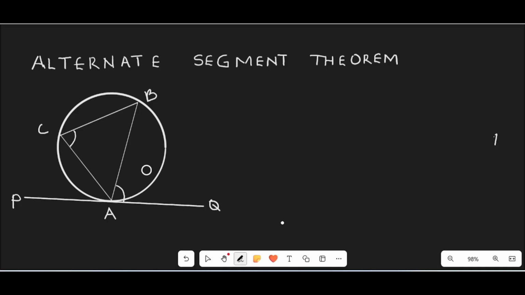The theorem is saying that our angle BAQ is equal to our angle BCA.